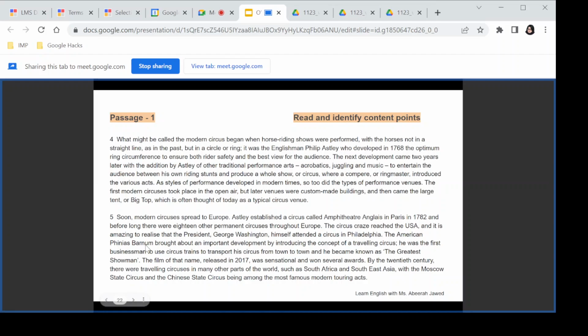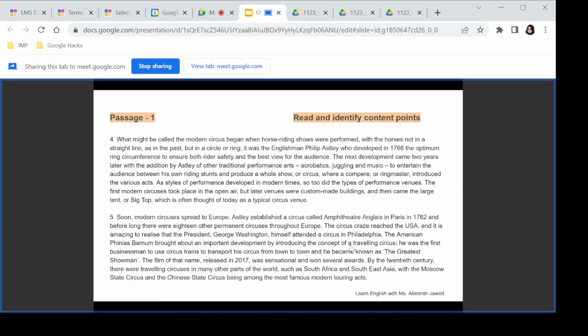The American Phineas Barnum brought about an important development by introducing the concept of a traveling circus. He was the first businessman to use circus trains to transport his circus from town to town, and he became known as the greatest showman. The film of that name, released in 2017, was sensational and won several awards.